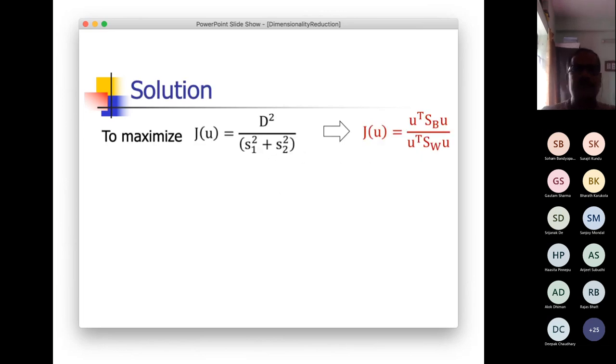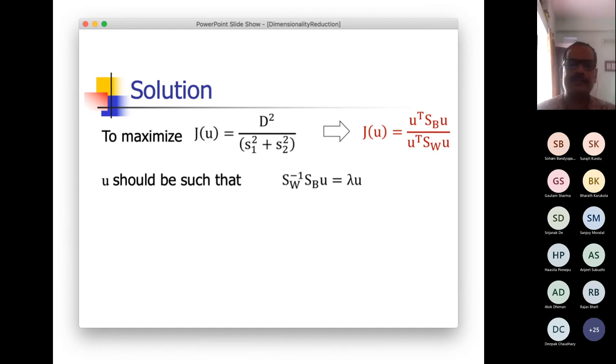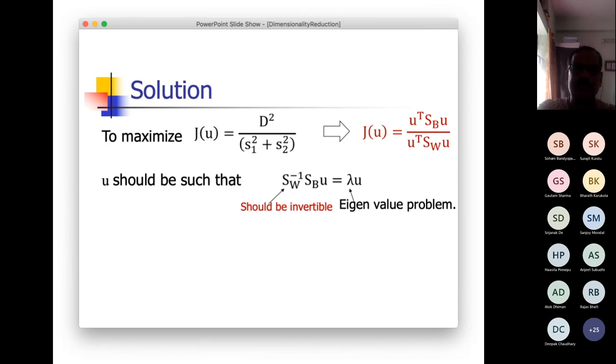So you are trying to maximize this, and the constraint is that u should be a normalized vector. U should be a unit vector. Now it can be shown that this is achieved when U is the solution of this. It's a generalized eigenvalue problem. So U is the solution of this, which means that SW inverse should be invertible. And as I mentioned, SW inverse SB gives you the corresponding eigenvalue.